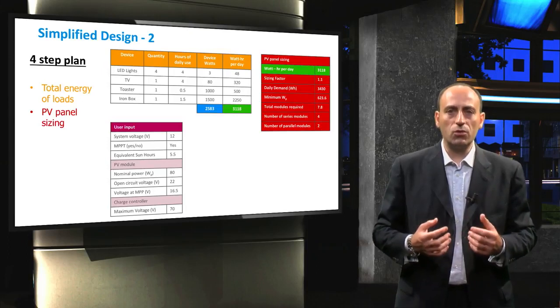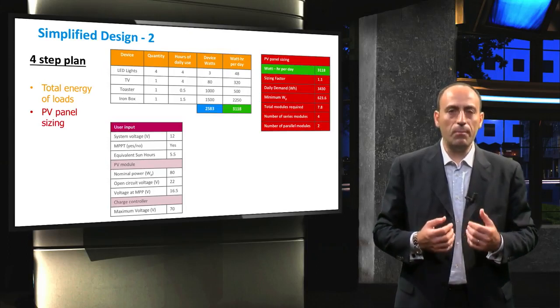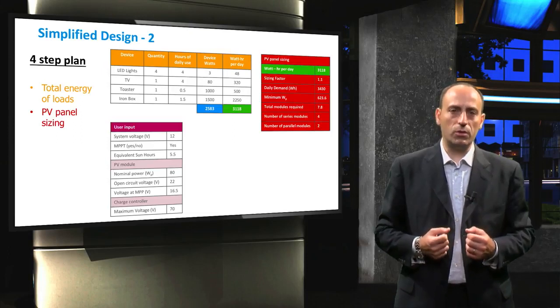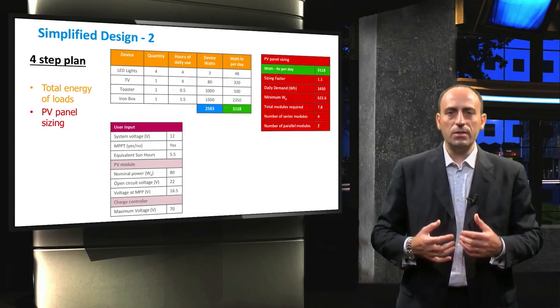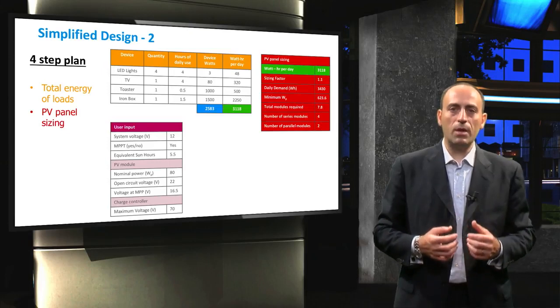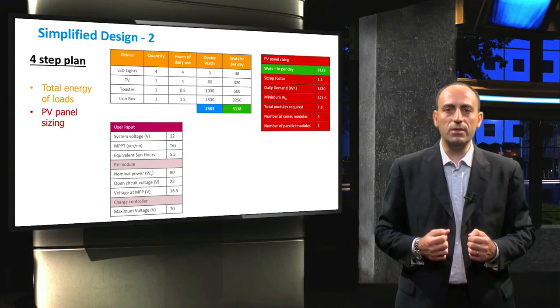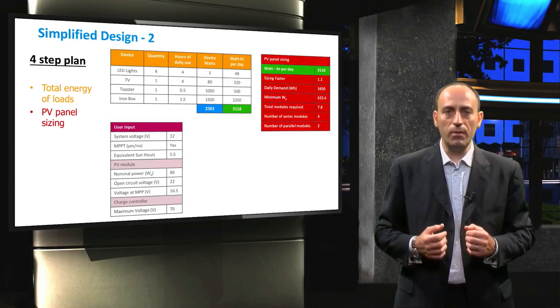Suppose the charge controller does not have an MPPT function, then the load voltage will determine the PV output voltage. Finally, since we now know the minimum number of modules required and the number of modules that should be connected in series, the number of modules in parallel can be obtained.